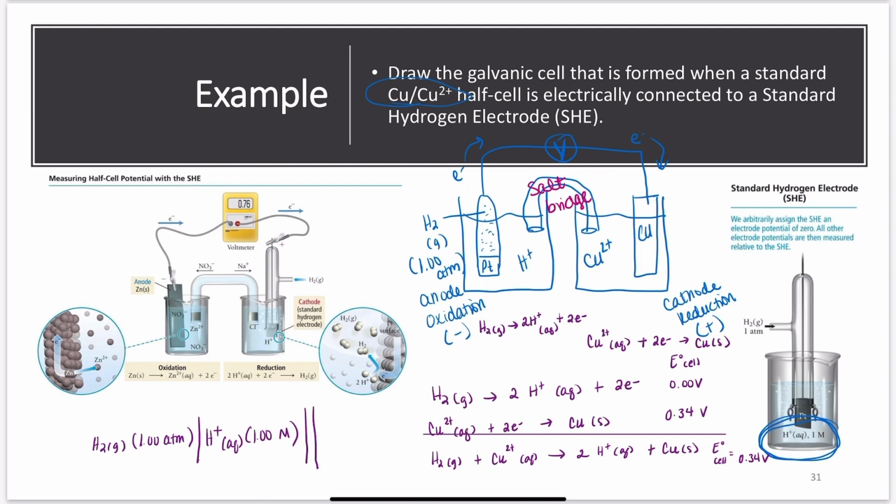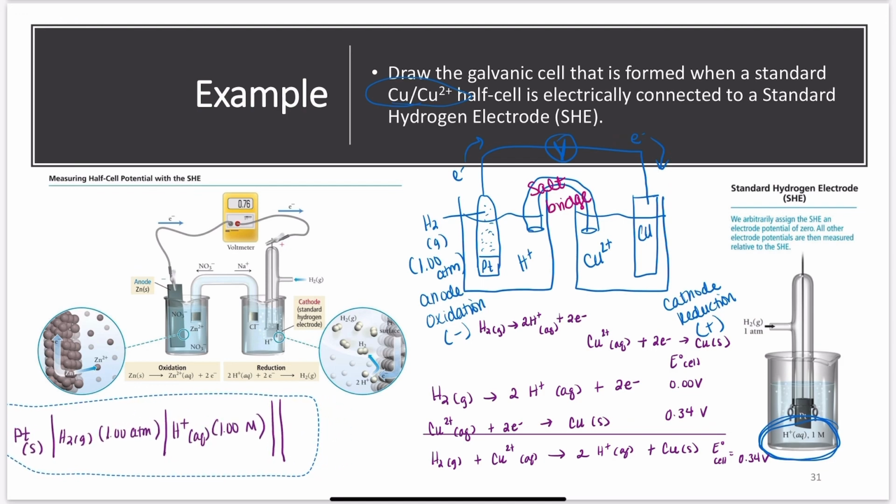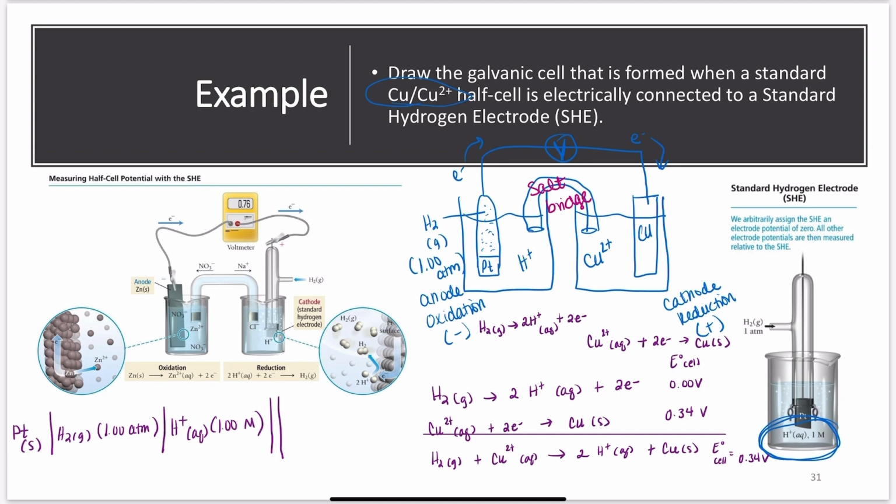My salt bridge, but I can't just have a gas, right? I've got to have a solid to sandwich it in. I've got to emphasize that I have platinum solid on that side. So that is my anode portion. I still need to write the cathode portion.